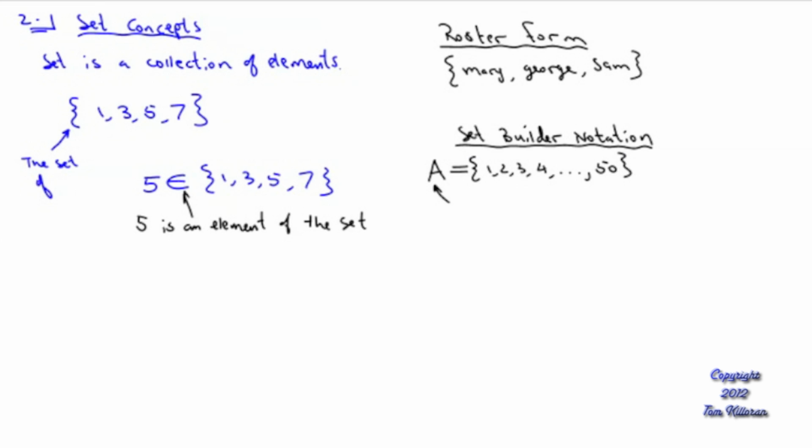This is considered the set A. When you use a capital letter outside and you say it's equal to a set, it becomes the set of. The set A here happens to be the numbers 1 all the way up to 50. That's a bad way of saying that. That way we can change it over into set builder notation.